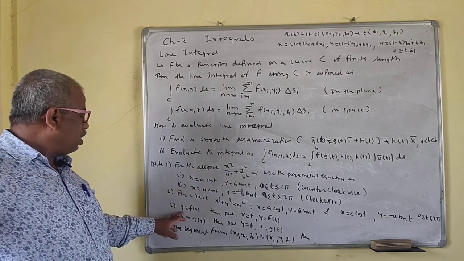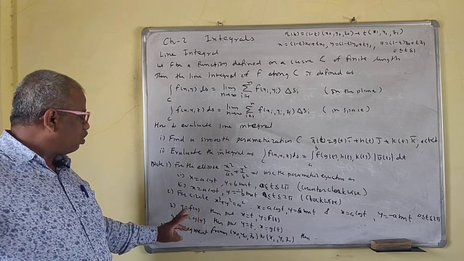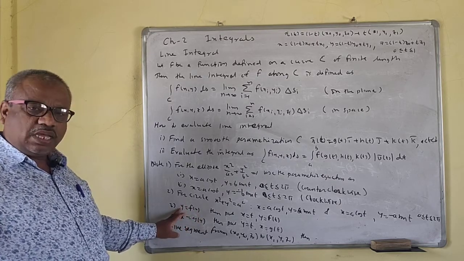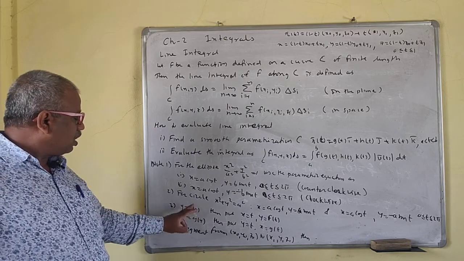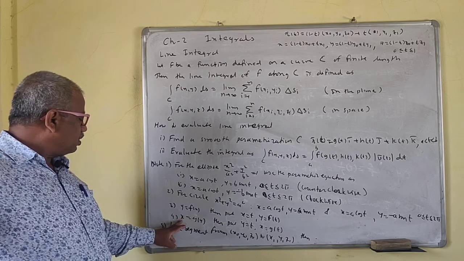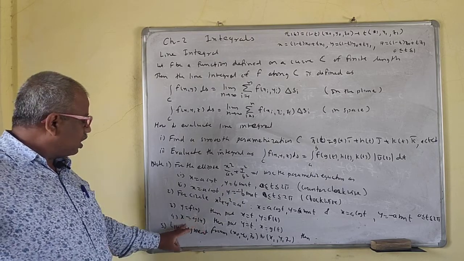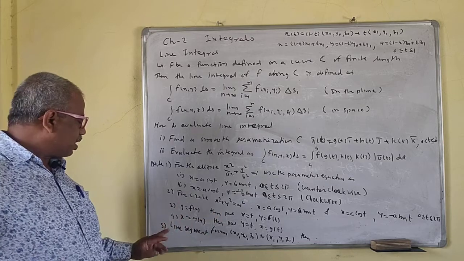Then if the curve is given as y is equal to f of x, just put x is equal to t, and then you get y in terms of t. If x is equal to g of y, then put y as t, so x is equal to g of t. You will get a parametric equation.